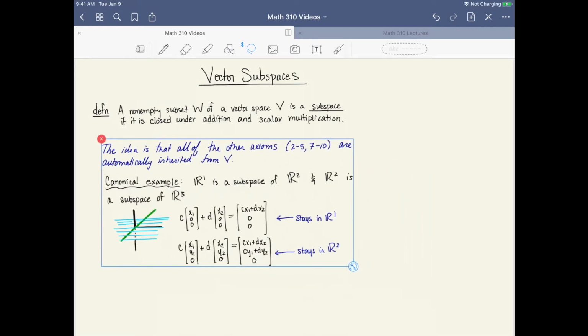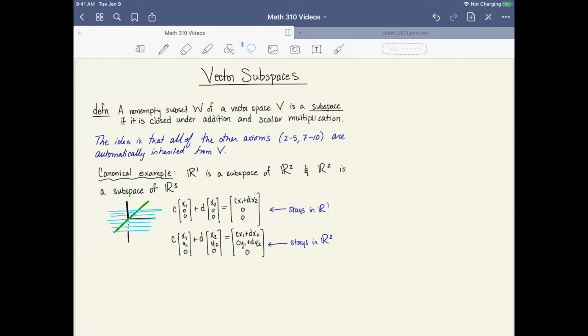A canonical example of this are R1 and R2 sitting inside of R3. R1 is a subspace of R2 and R2 is a subspace of R3. This is easy to visualize by thinking of a line or a plane inside of three-dimensional space, but also we can work this out with vectors as well.